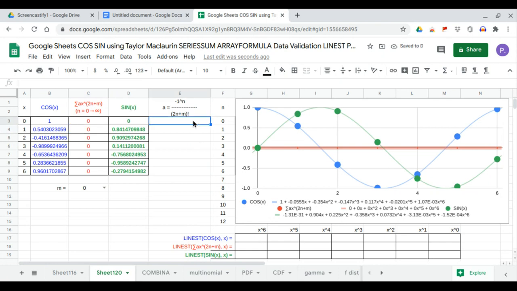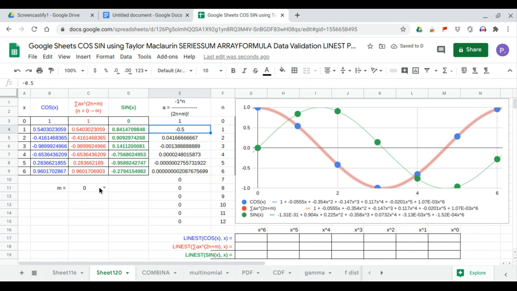Now we'll complete the coefficients, which is equal to array formula minus 1 to the power n all over factorial 2 times n plus 1 plus m. In this case, m is 0 if it is cosine, 1 if it is sine.